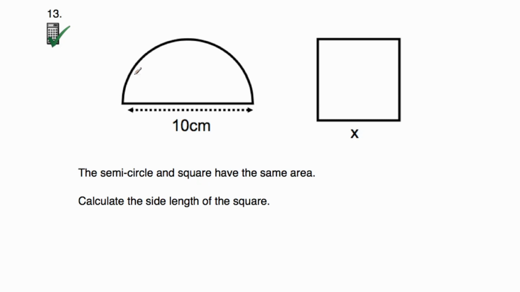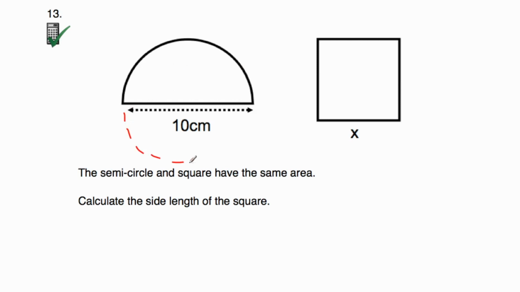So question number 13. In question number 13, we've been given a semicircle and a square, and we're told that they've got the same area. And we've been asked to calculate the side length of the square. So if these shapes have got the same area, if we find the area of the semicircle, then that would be the area of the square, and then we can work out the side length of the square. So let's first of all find the area of the semicircle.